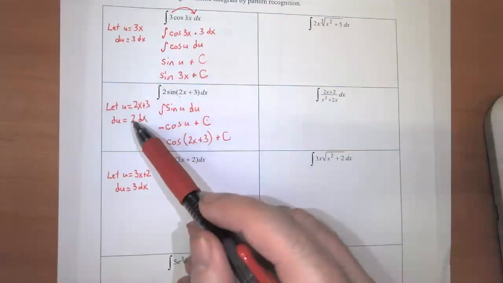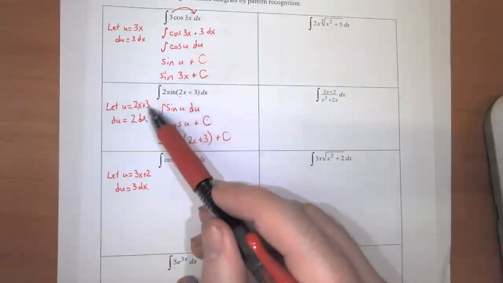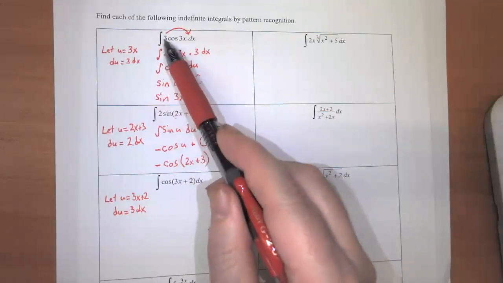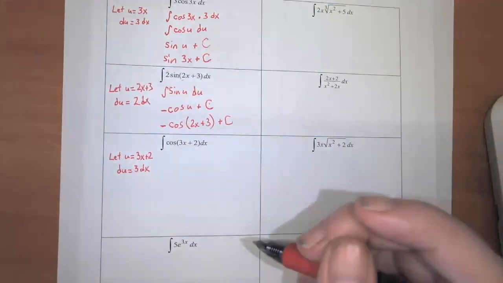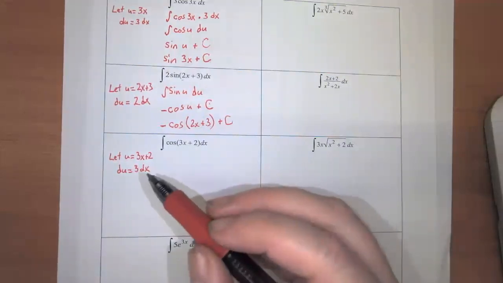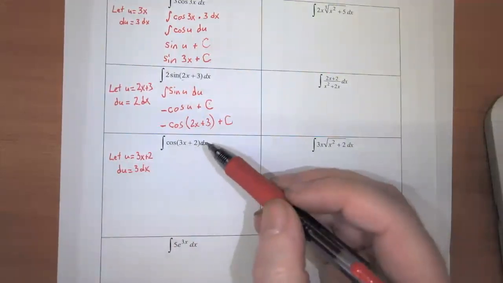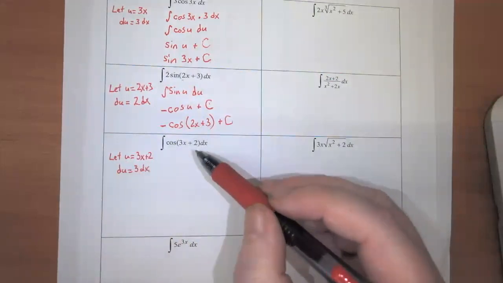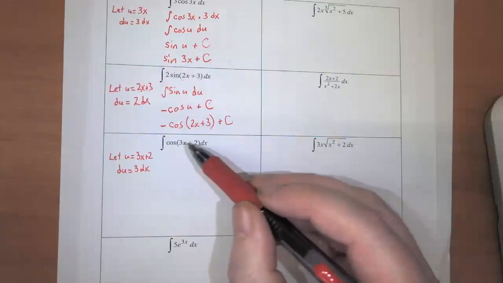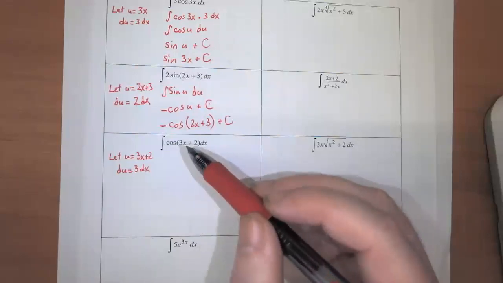So before it was nice because this 2 was already in the function with the dx. Here the 3 and the dx were in the function. We're not so lucky this time. So here's what I'm going to do to make it work out for me. I want to figure out not what 3 dx is equal to, but what dx is equal to, because that's what I'm left with after I make that substitution.